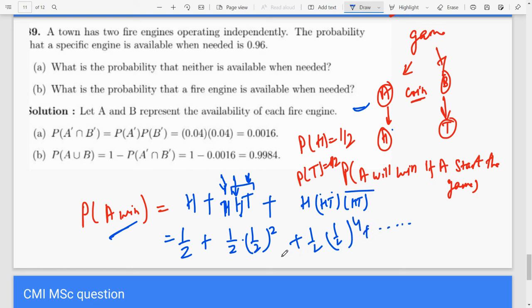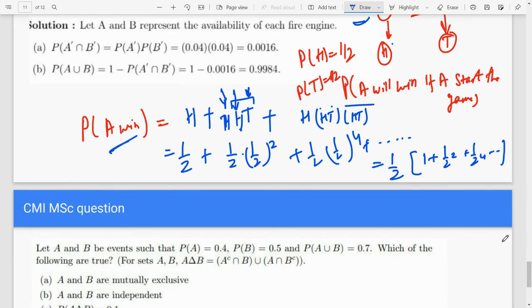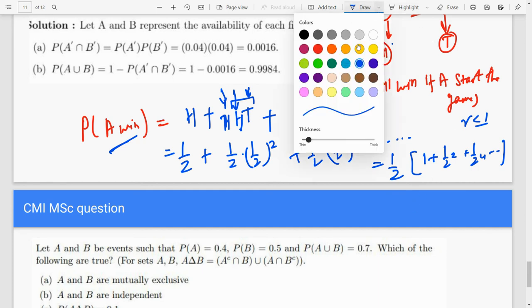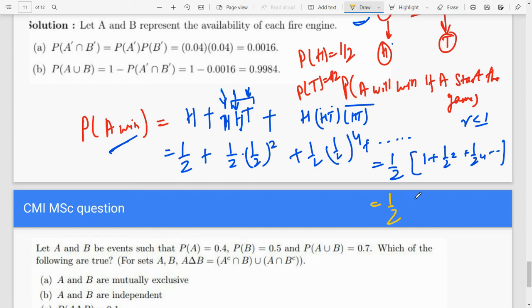So you can take 1/2 common, and the rest is 1 plus (1/2)^2 plus (1/2)^4 and so on, and this is an infinite geometric series where r is less than 1. The formula is a/(1 - r), where a is the first term. So this is 1/2 times 1/(1 - 1/2), and this translates to 1/2 times 1 by 1/2.